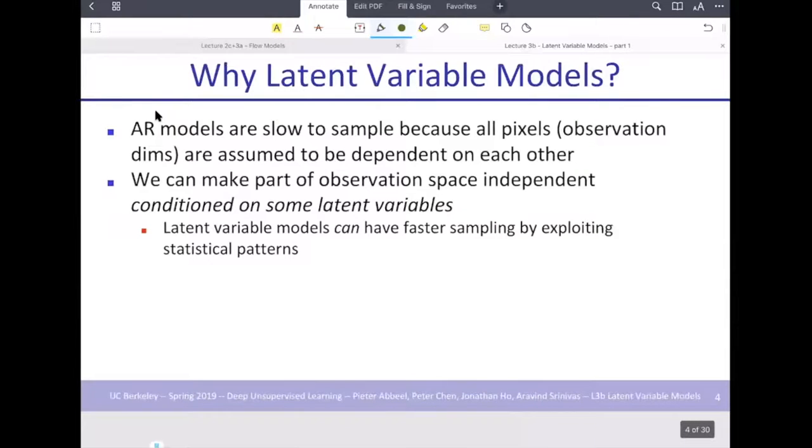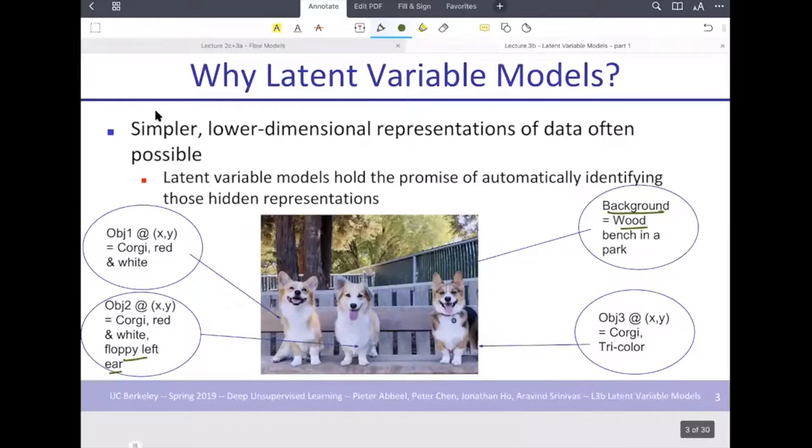So why do we use latent variable models? Autoregressive models are slow to sample because all the pixels are dependent on each other. We can make part of the observation space independent conditioned on some latent variables. So for example, for autoregressive models, we usually need to specify which variables are dependent on which variables. So latent variable models can do it automatically.